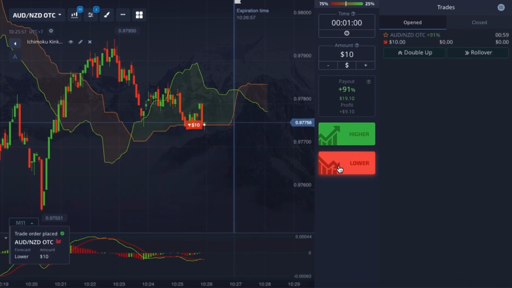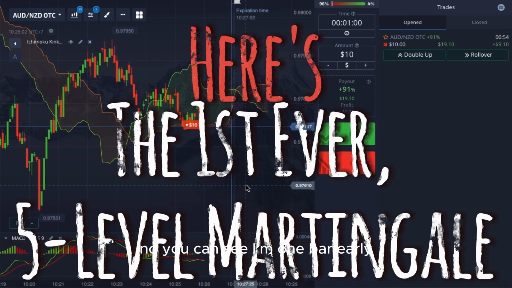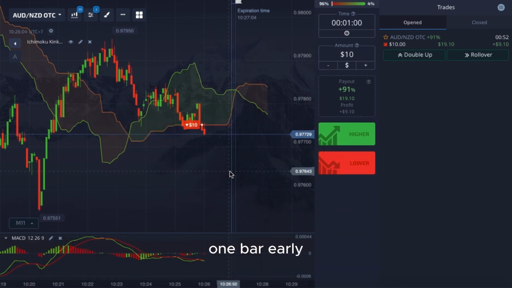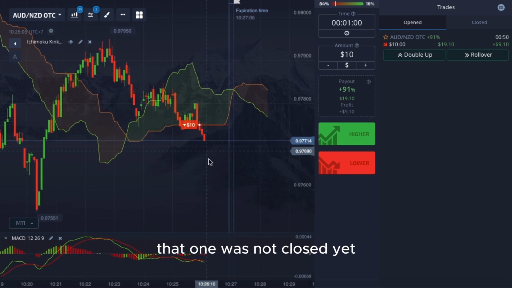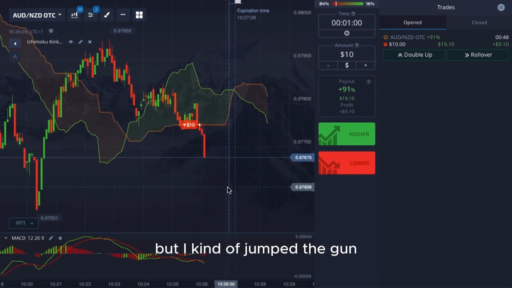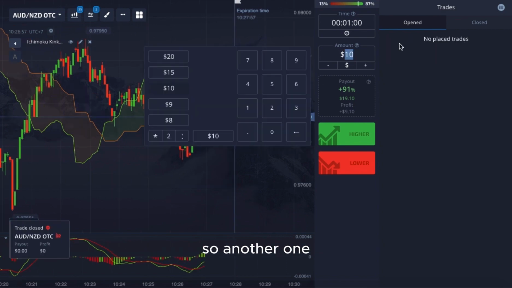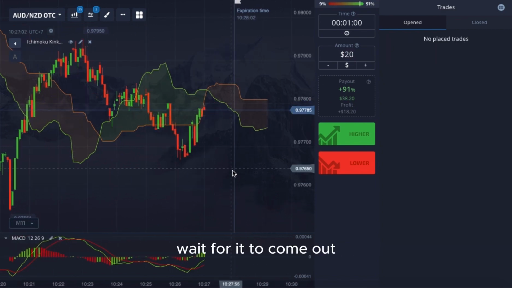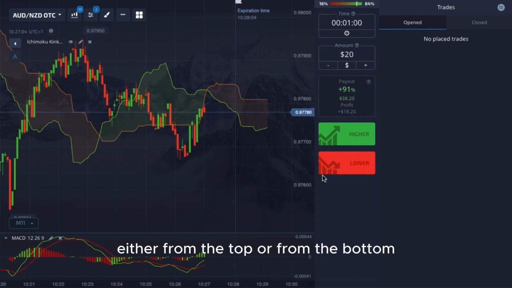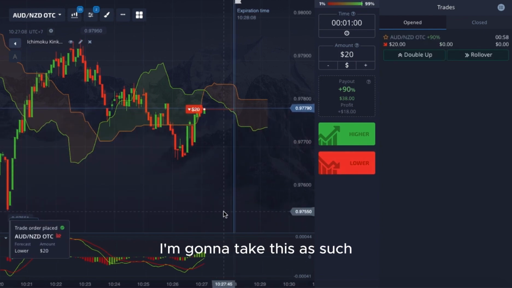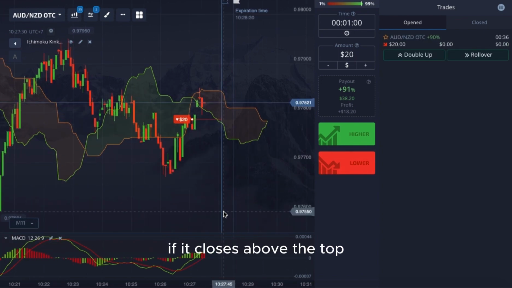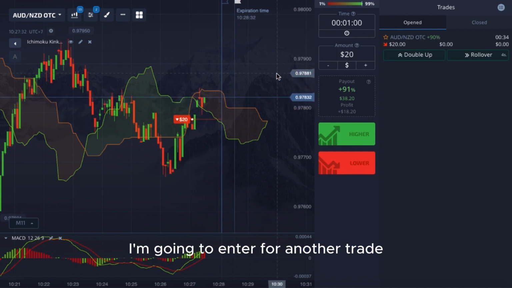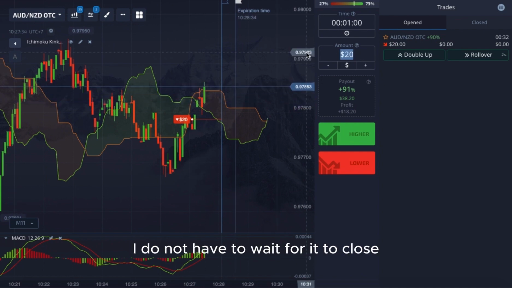Okay, here we go. No, you can say I'm 1 bar early. 1 bar early because technically that one was not closed yet, but I kind of jumped the gun. But let's just see how this works out. So another one is going to be our first Martingale. Wait for it to come out either from the top or from the bottom. I'm going to take this as such. If it closes above the top, I'm going to enter for another trade. I do not have to wait for it to close.